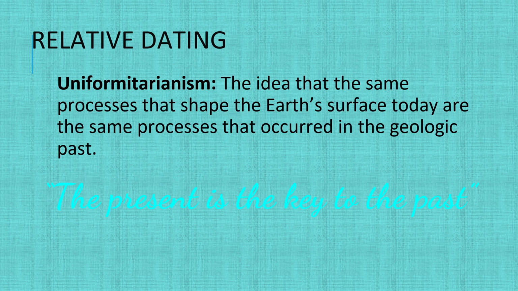So uniformitarianism is the idea that the same processes that shape the Earth's surface today were the ones that were occurring in the geologic past. And we say the present is the key to the past, right? So we talked yesterday about how the erosional process started once we started having water on Earth, right? Well, erosion is still happening, right? We're 3 billion years later, erosion is still important. Deposition is still important as geologic processes.